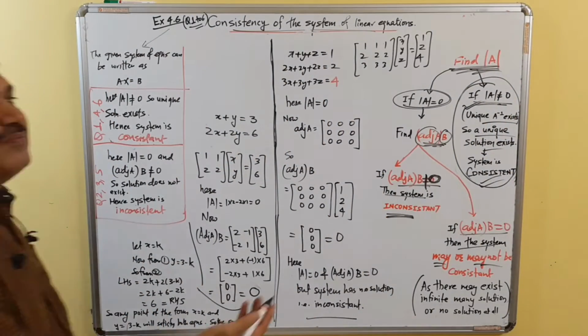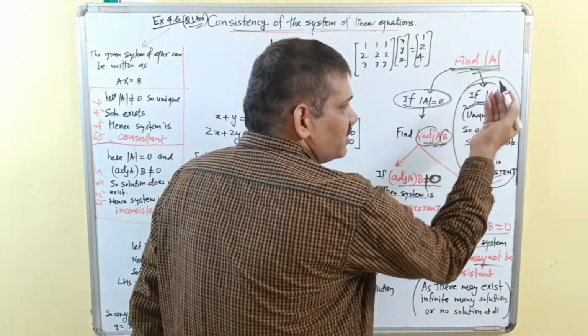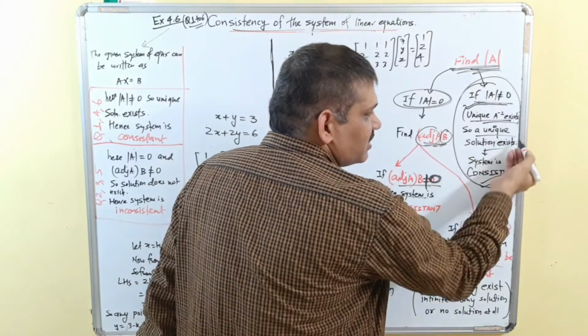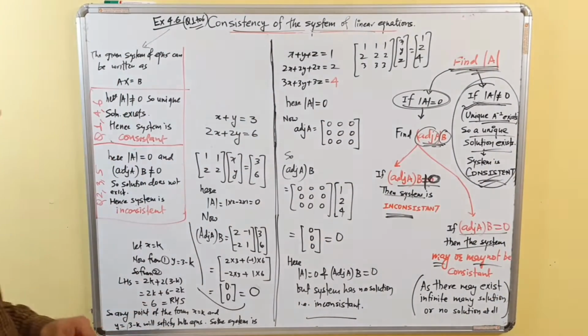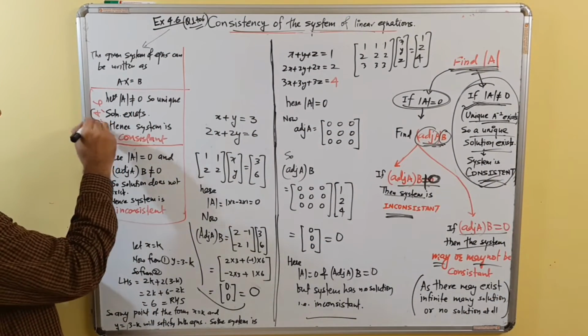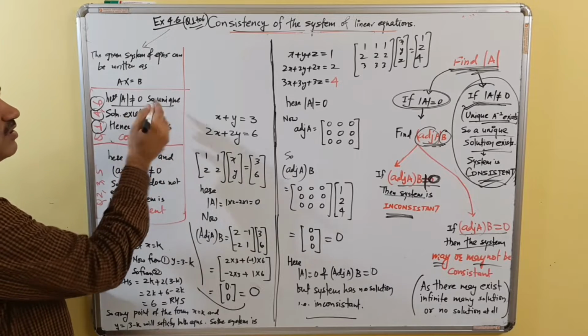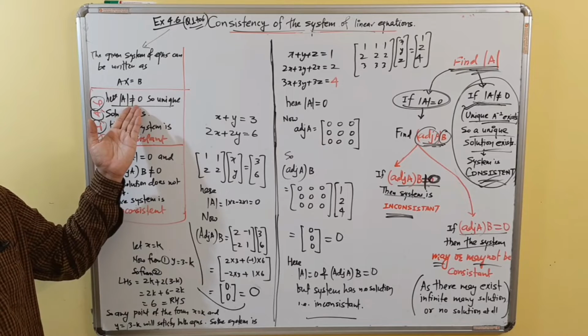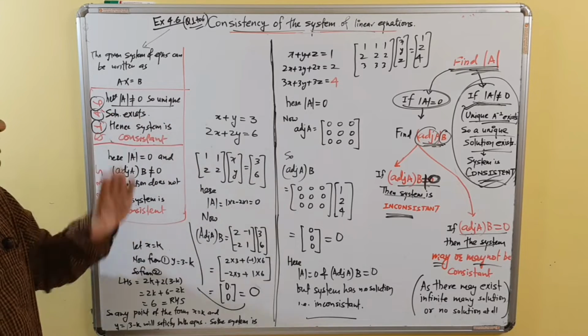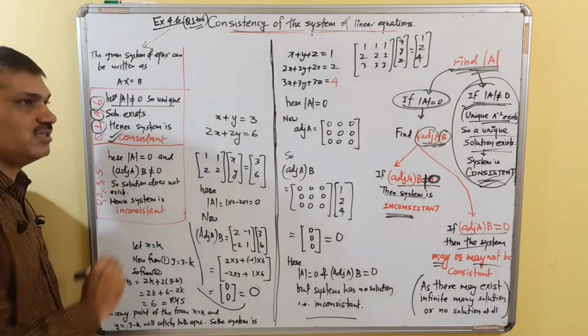Whenever determinant A is not equal to 0, that means the inverse exists, and a unique inverse exists, so a unique solution exists. That means the system is consistent. So for question number 1, question number 4, and question number 6 of exercise 4.6, determinant A is not equal to 0, so a unique solution exists, that means the system is consistent.